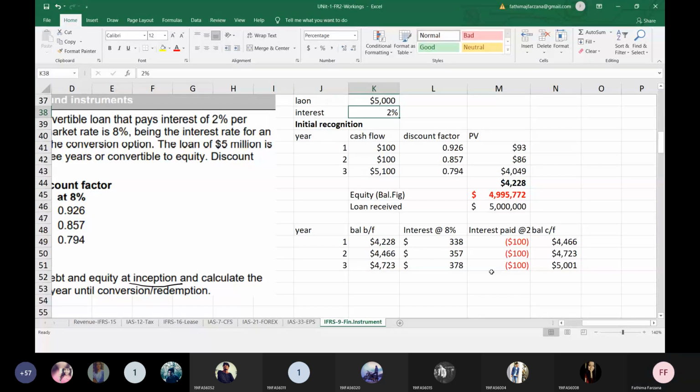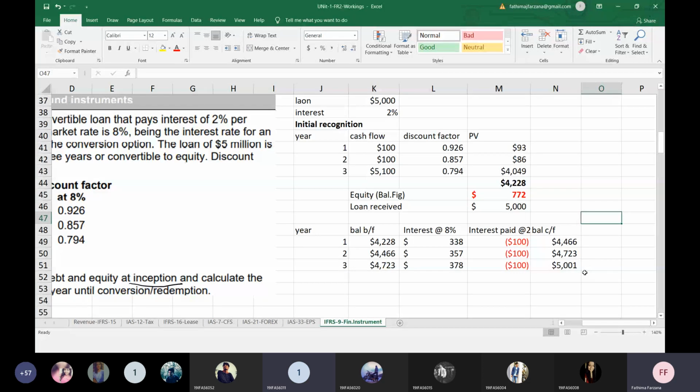Yes. Can you see? 5,001. Actually, I've taken $5,000. 5 million I've taken as loan. In the book, they have removed 3 zeros. I think you can find out it's highly negligible. Can you understand the problem?